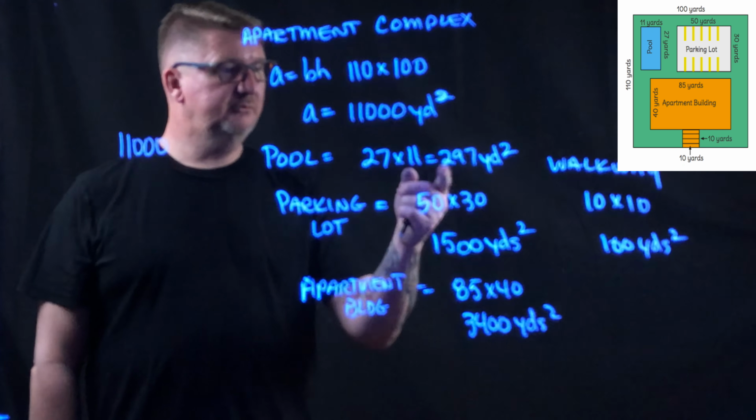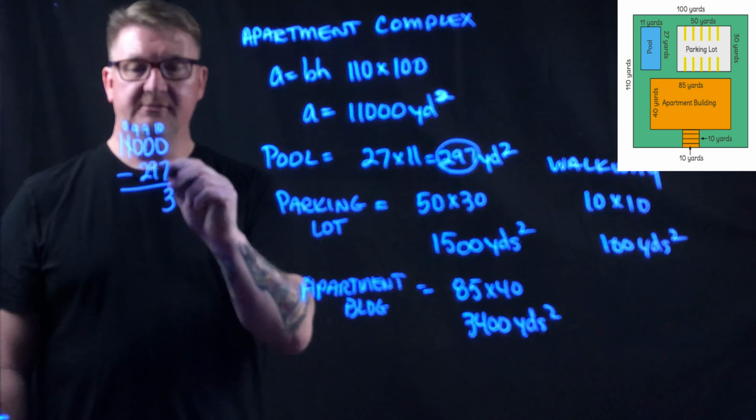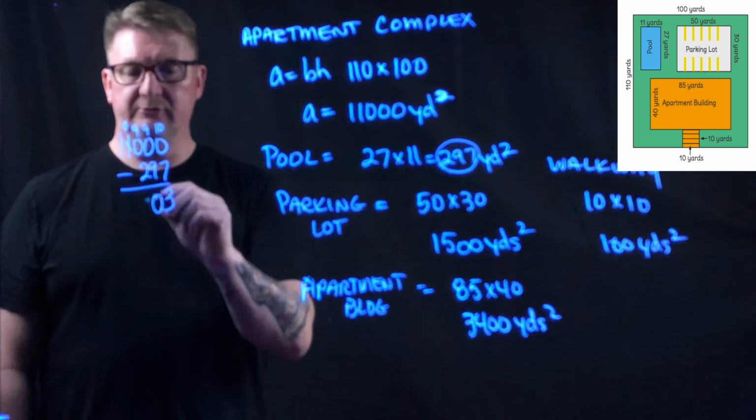297. Have to borrow from this. That becomes a 0. That's a 9. That's a 9. That's a 10. 7 from 10 is 3. 9 from 9 is 0. 2 from 9 is 7. I bring that 0 down, and I got that 1. Okay, so that is how much the apartment complex is less the pool. All right, so this is the apartment complex without the pool.